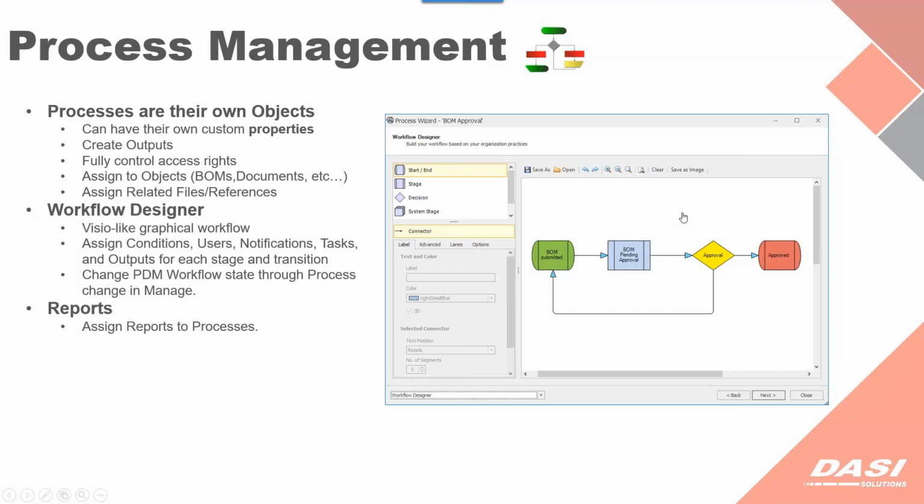The workflow designer that you see in front of you right now, you can see it's very Visio-like graphical interface. This is where we assign conditions, users, notifications that get fired off, tasks, and maybe outputs for each stage and transition through this process. We can even change the PDM workflow state through a process change in Manage. So maybe when things move from pending approval to approved in Manage, that's when we kick off that the CAD files move from pending approval to approved. And then we can assign reports to processes as well. Maybe when it hits that approved at the end, it automatically creates a report based on the timing of when the bill of material in this case went from each stage to stage.